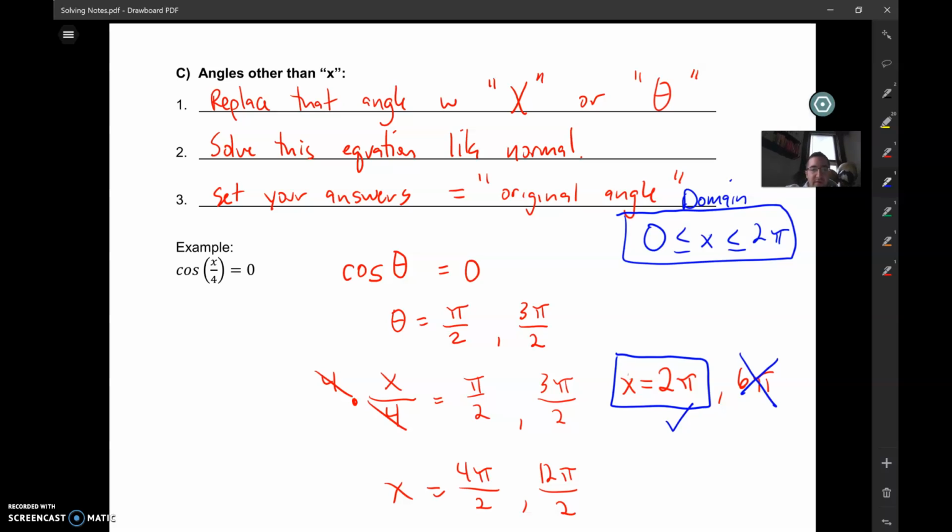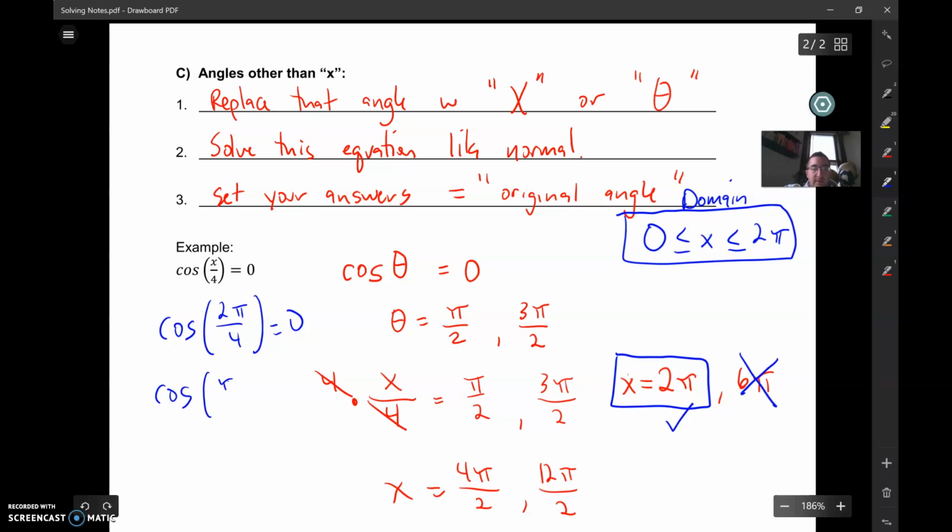And I am not going to do this for every problem, but as you can see, if we put 2 pi in for x, look what we get. 2 pi over 4 equals 0. 2 pi over 4 reduces down to pi over 2, which we just said is 0. So the answer does check.